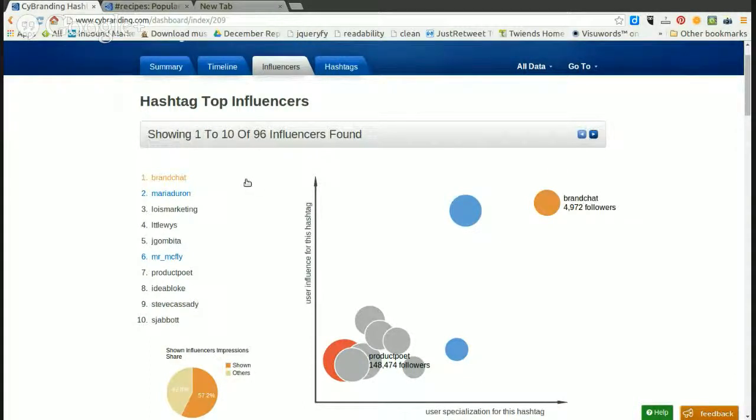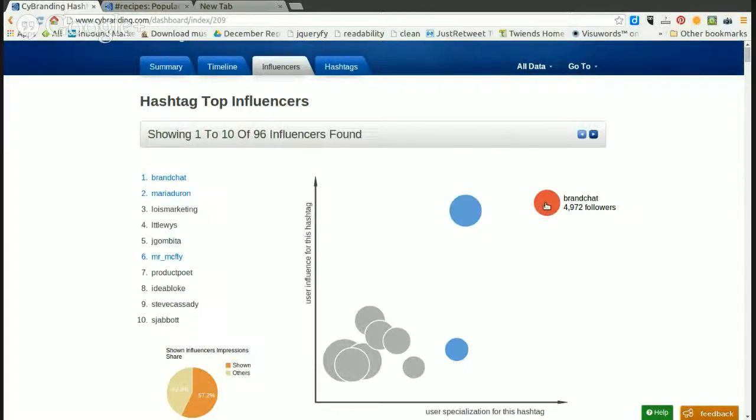This is not sample data. This is based on 100% of tweets sent using your hashtag. So for example, for this hashtag, not surprisingly, there is one account called Brand Chat, which is the top influencer, because, you know how this works, they created this Twitter user especially for this chat. So it will be the official account for the chat.